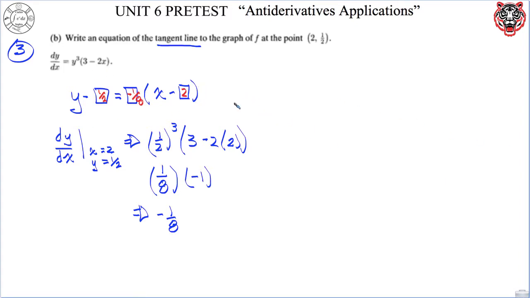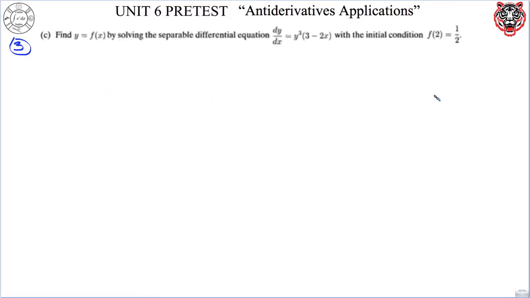And how to score this thing. So to score this, you get 1 point for getting your slope correctly, so if you got negative 1/8, and you get plus 1 if you're able to get the equation, total of 2 points. And finally, part C for number 3, we are solving.